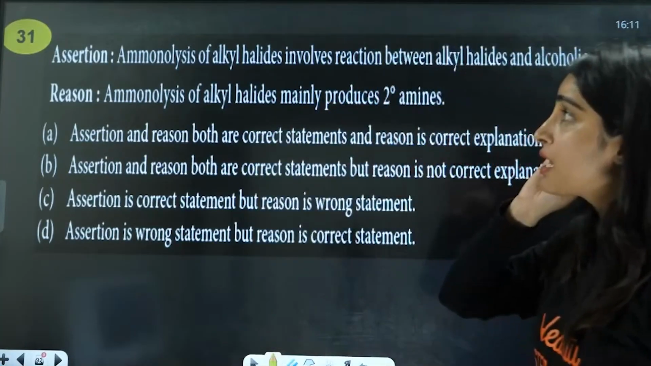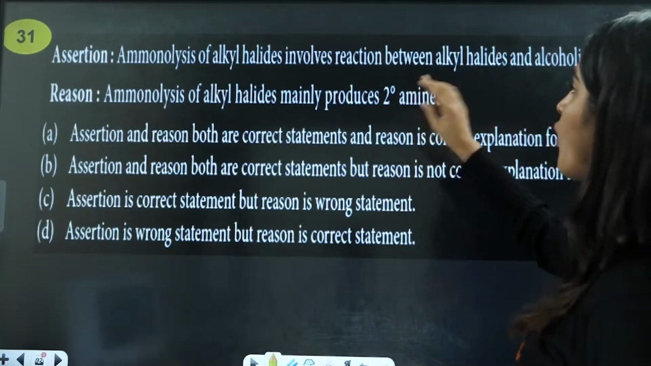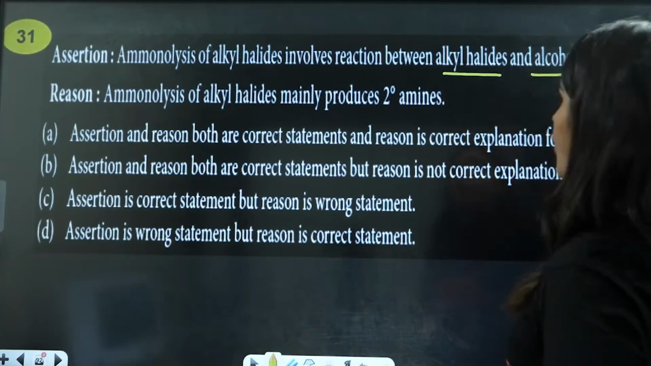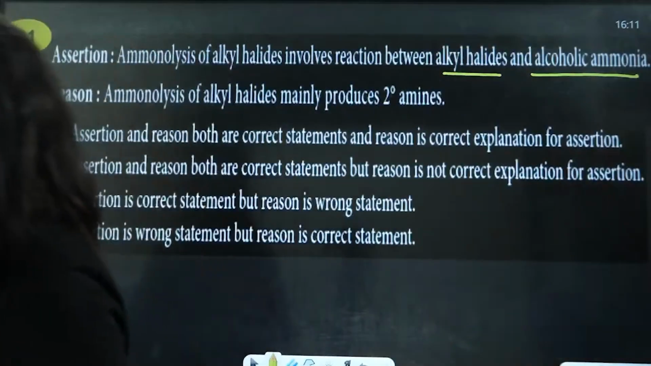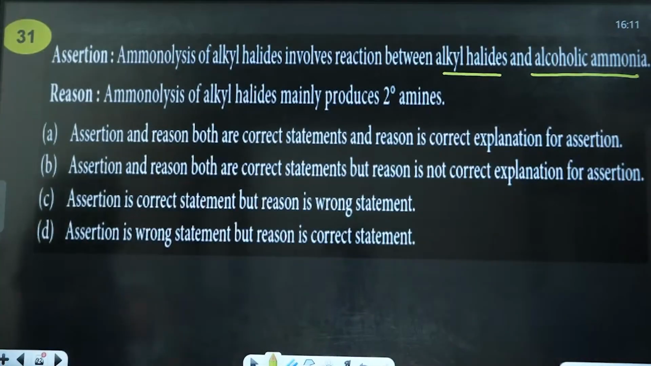Just 10 more questions. Ammonolysis of alkyl halide involves reaction between alkyl halide and alcoholic ammonia. Answer this question.